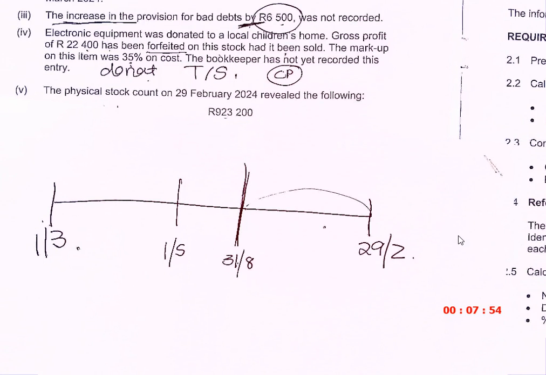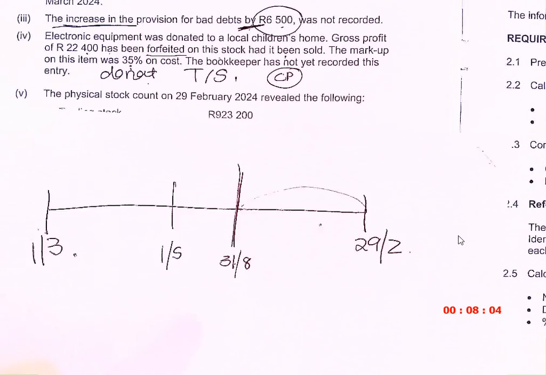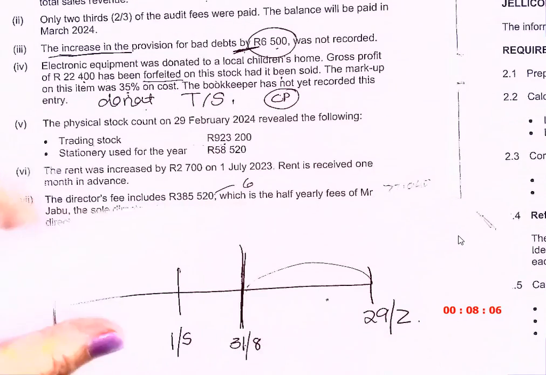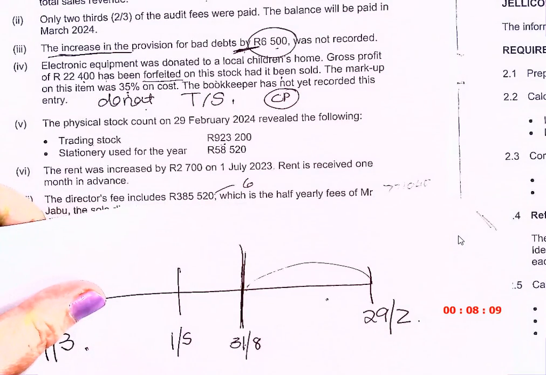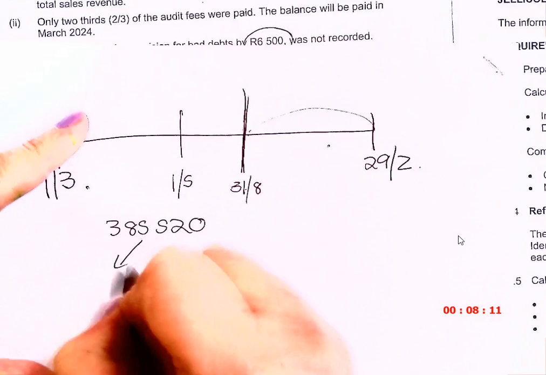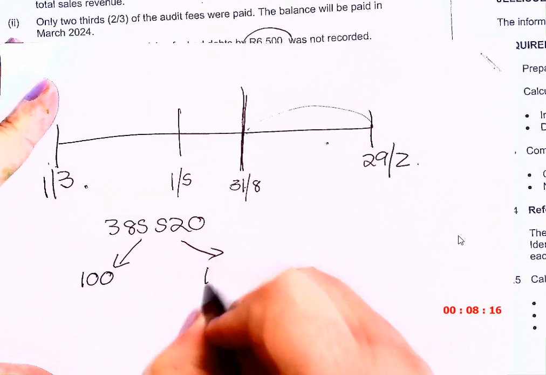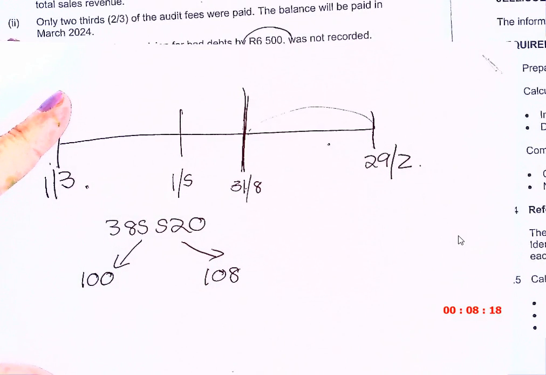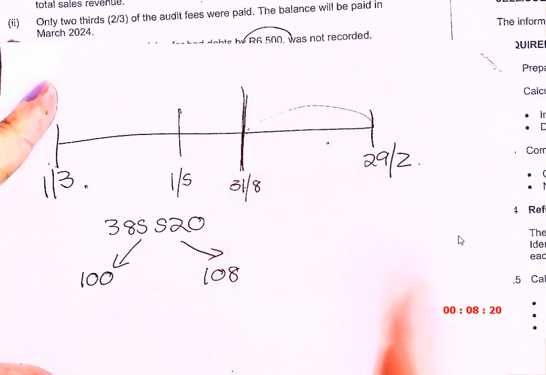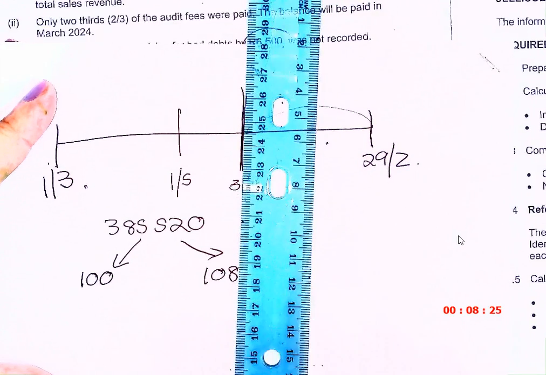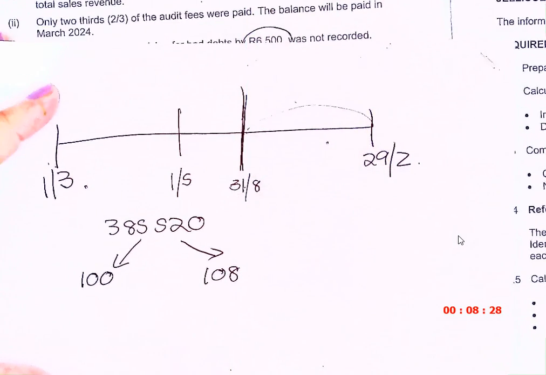But now they throw you, because we are so used to working with a whole year, and now they are giving you information for 6 months. Because they tell you for these 6 months, he got 385,520. Some of it, he got the basic salary, and some of it, he got an 8% increase. Okay, so now I'm literally going to work on 6 months. So now what do I see?